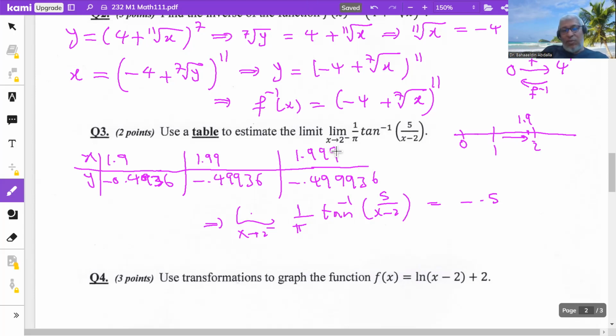Notice that when we find a limit, we should replace x by the number here. So 2 minus 2 is 0. 5 over 0 is not defined. 5 over 0 is positive or negative infinity. So we can't find this limit by direct substitution. We have to use a table like this, and we can use a table, in fact, to get to the answer. So the answer is negative 0.5.